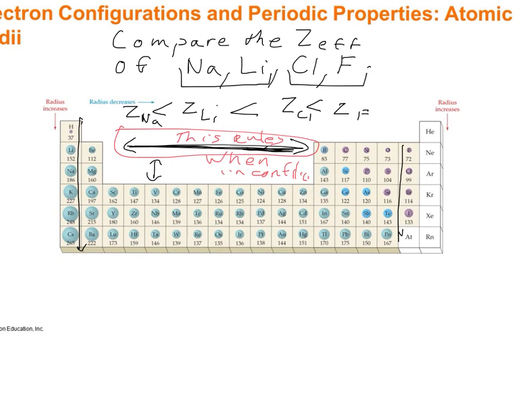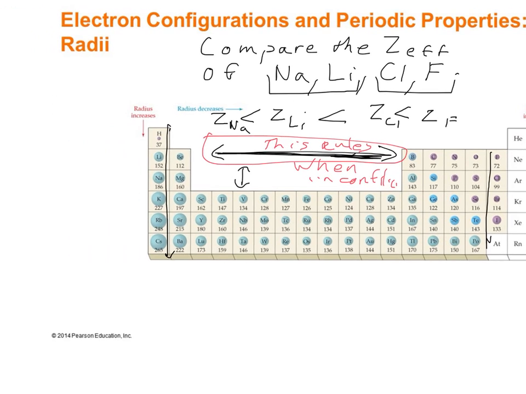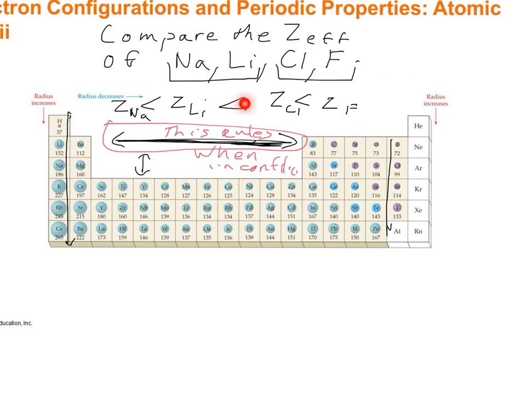And we can see this mirrored when we come to the atomic radius. The atomic radius of these four elements is going to be the exact opposite. If we were to list radiuses, we would say that the radius of sodium is larger than the radius of lithium, which is larger than the radius of chlorine, which is larger than the radius of fluorine. And if we look at our data, sure enough, that's exactly what we see.